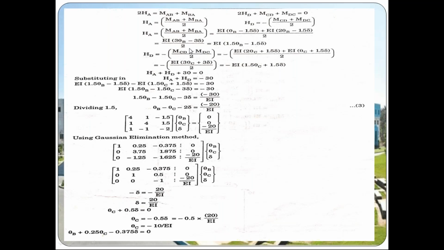is equal to 0. This is the equation for HA and this is for HD. We are substituting that in the shear equation, HA plus HD plus 30 equal to 0. On solving this also, we'll get one more equation: theta B minus theta C minus 2 delta is equal to minus 20 divided by EI. This is equation number 3.